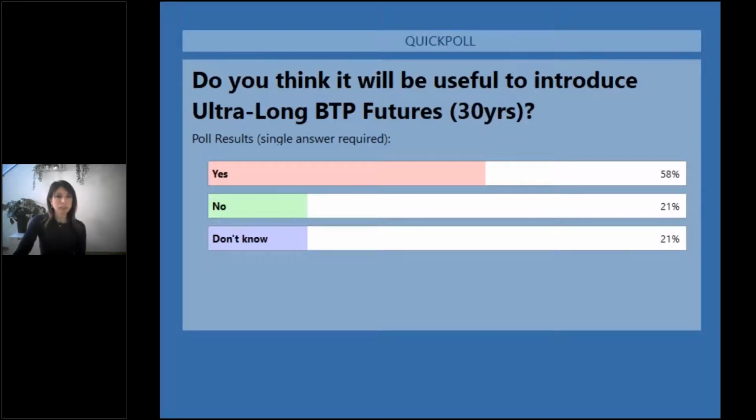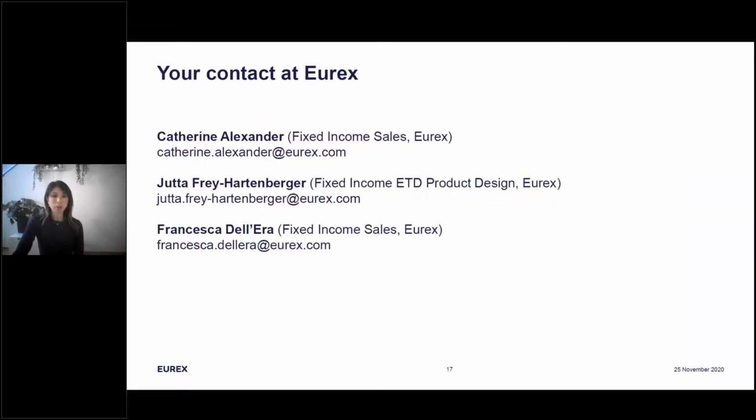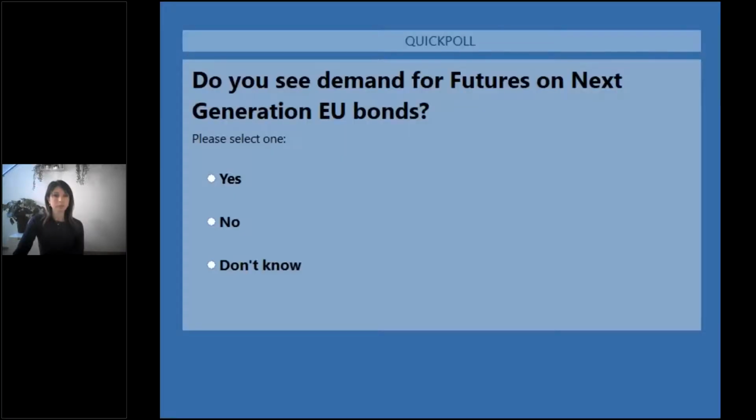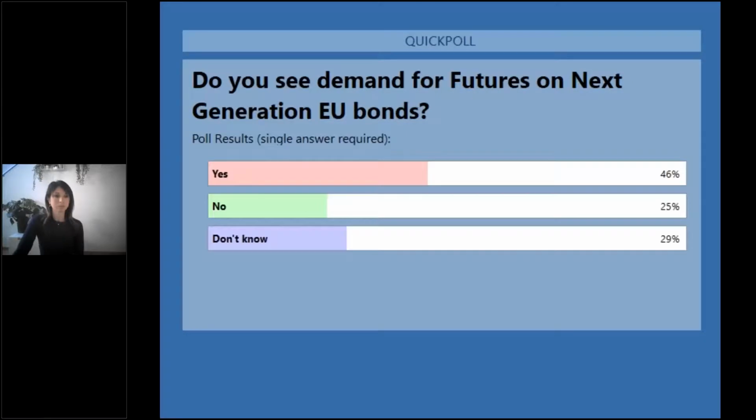Results from the poll: 58% would see this as a useful product, and then equally no or don't know. And now the third question: Do you see demand for futures on next generation EU bonds? And here again, the majority would see derivatives products as useful in the space. And again, the rest almost equally split between no and don't know.